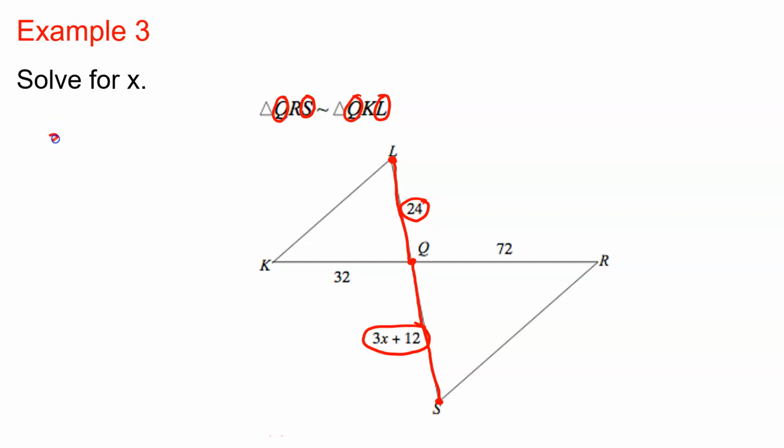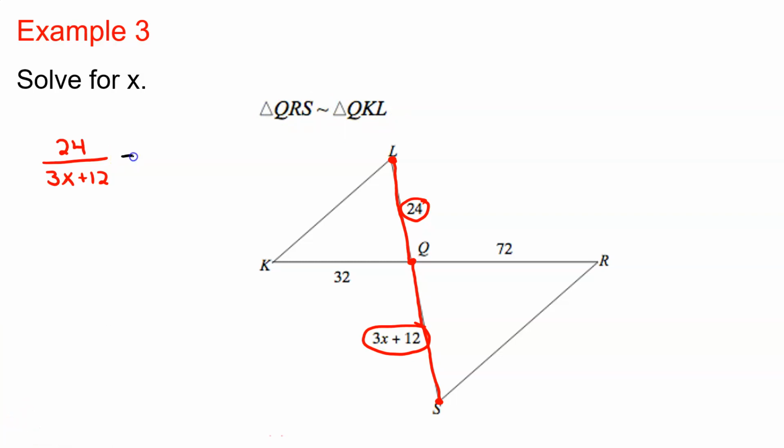I'm going to write it as 3x plus 12 over 24. I'm using the bottom triangle over the one on top. Again, if you wanted to write it the other way, you actually can, as long as you're consistent. If you wanted to write it as 24 over 3x plus 12, you absolutely can. And actually, maybe I'll do it this way. That way we can see the top triangle values on top, bottom triangle values on the bottom. Okay, so let's continue to play this matching game.